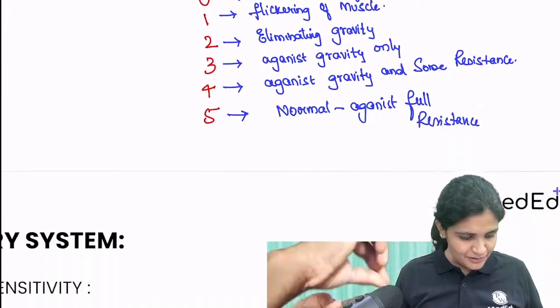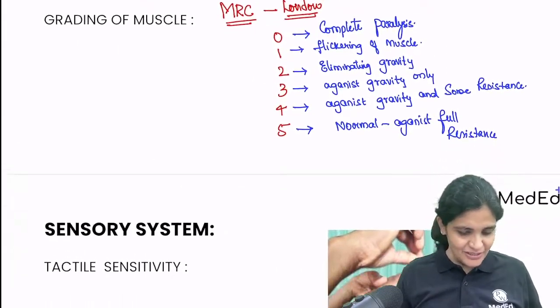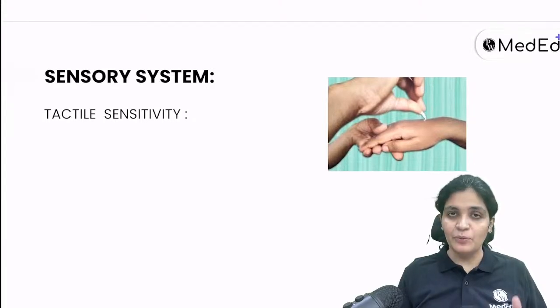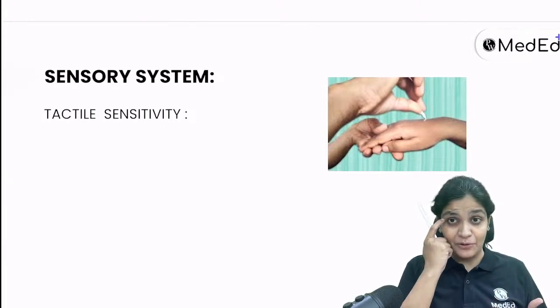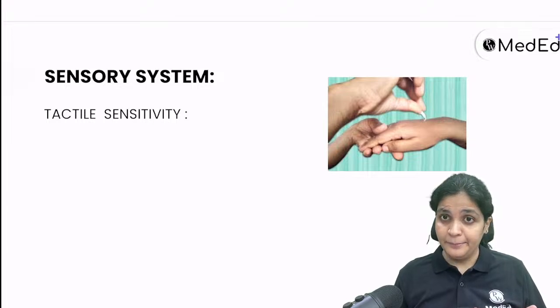Okay, that is about the grading of the muscle. So that completes the muscle. We have done the nutrition, that is the atrophy, the wasting of the muscles. Then we have checked for the tone of the muscle, so tone is hypertonia. And then we have checked for the power of the muscle. So power is by grading.